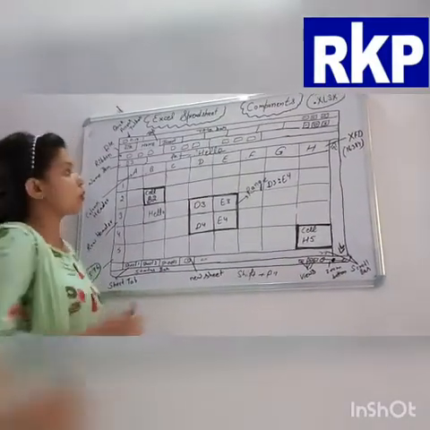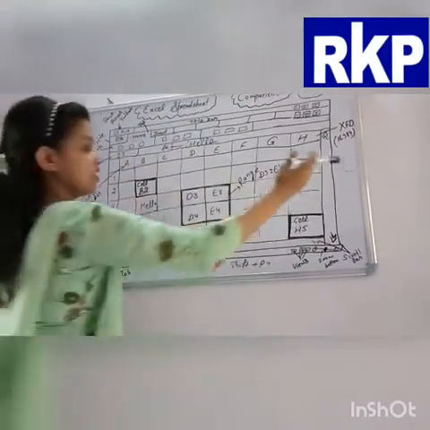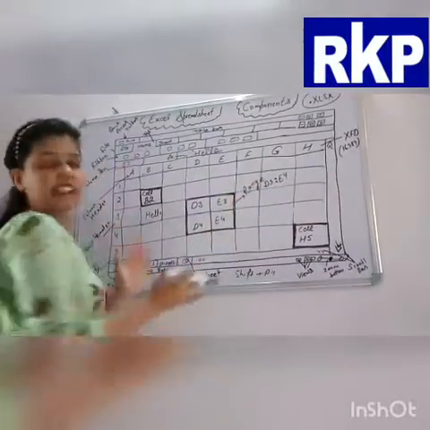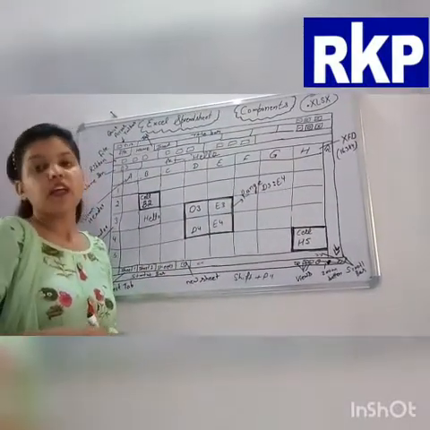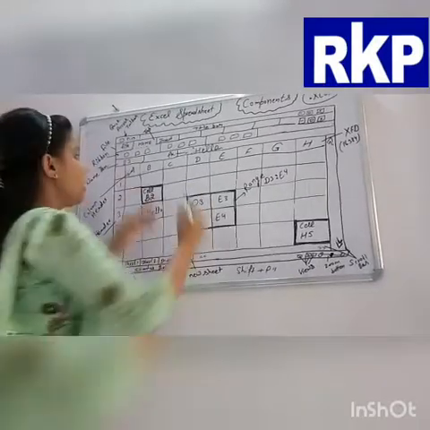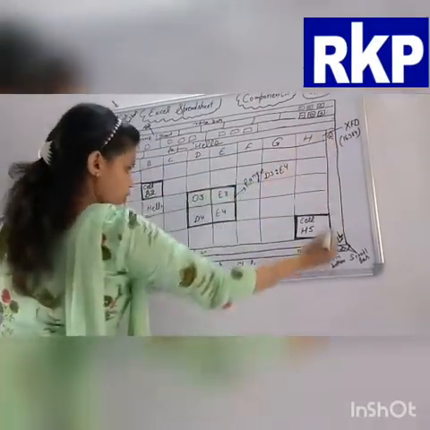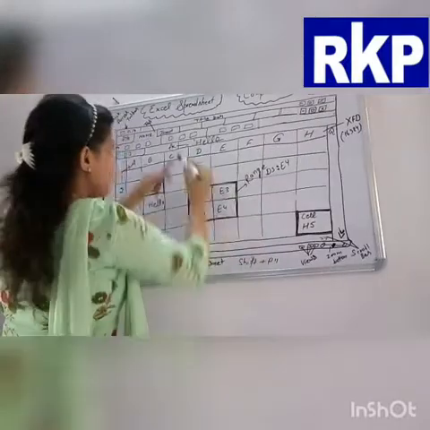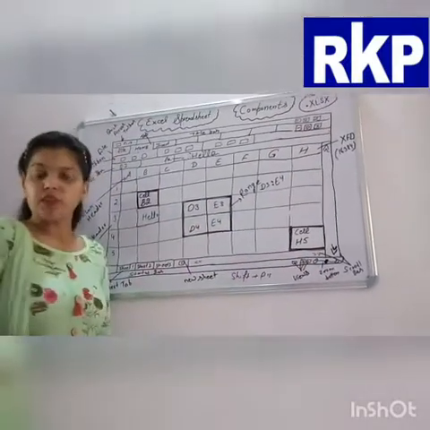Now what is a workbook? This is your complete spreadsheet, and the spreadsheet is the collection of workbooks. You will get one workbook by default, but you can add more workbooks. So this is your spreadsheet and this is your workbook. Now come to the workbook.